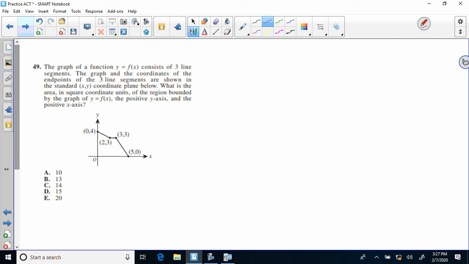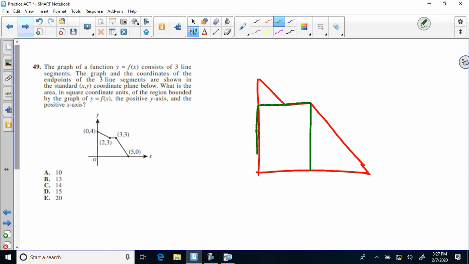Mine's not going to be pretty because I'm not as talented at drawing as they are, but basically we want this area right here. For me, I broke it up into a rectangle right here, and I went across and said I want this green rectangle. Hopefully you can see that green rectangle. That green rectangle is over 3 units and up 3 units because of the point (3, 3). So if it's over 3 and up 3, I know that this is 9. And that was the easy one.